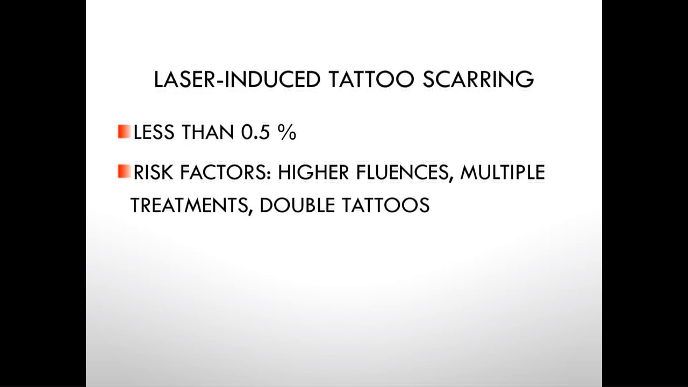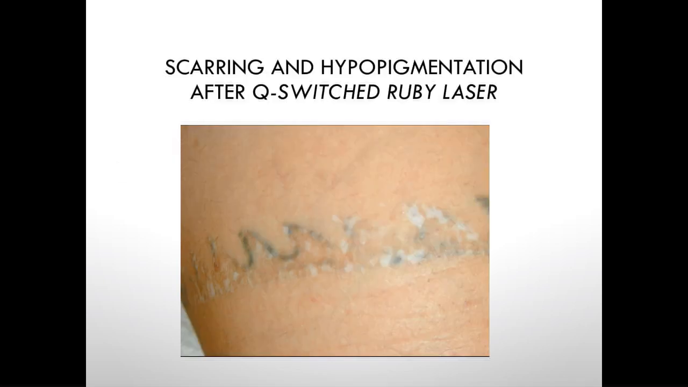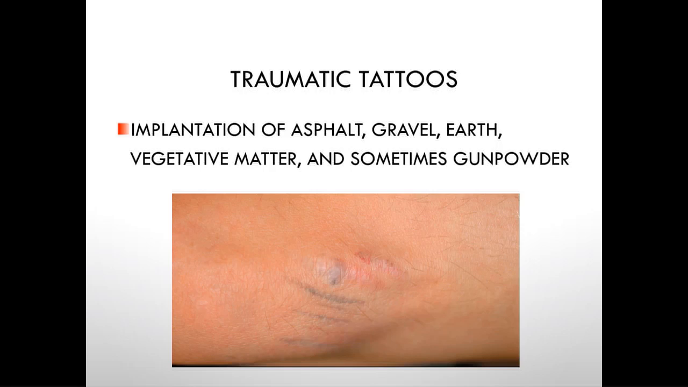Scarring is very rare, but the risk factors include higher fluences, multiple treatments, and double tattoos. And this is an example of hypopigmentation and scarring after Q-switch ruby laser. Traumatic tattoos can have all these ingredients: asphalt, gravel, earth, vegetative matter, but they can sometimes have gunpowder. So you have to be very careful.